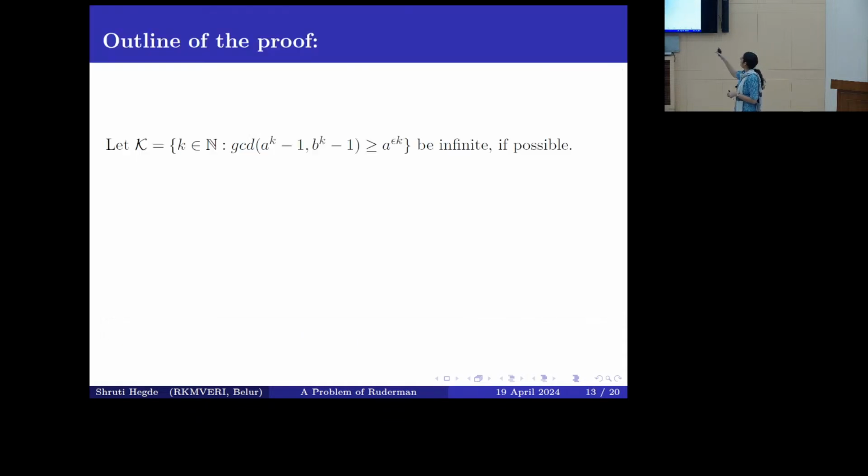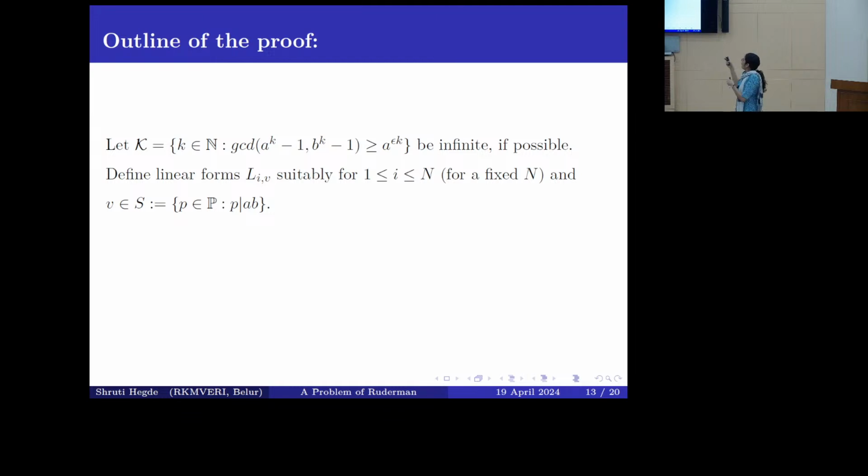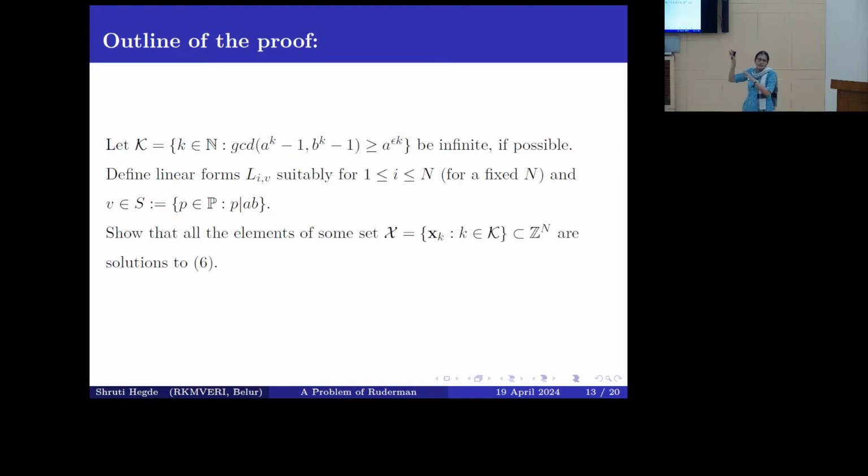Then what should happen? The set of all k for which the other side inequality, greater than or equal to, is happening has to be infinite, right? It is not finite. Then after this we define linear forms suitably. I'm not defining the linear forms or doing that calculation. We have to define the linear forms suitably, and we take S of course to be all prime factors. I had to write union infinity, I forgot that. All prime factors of A and B. We are taking S and the linear forms suitably.